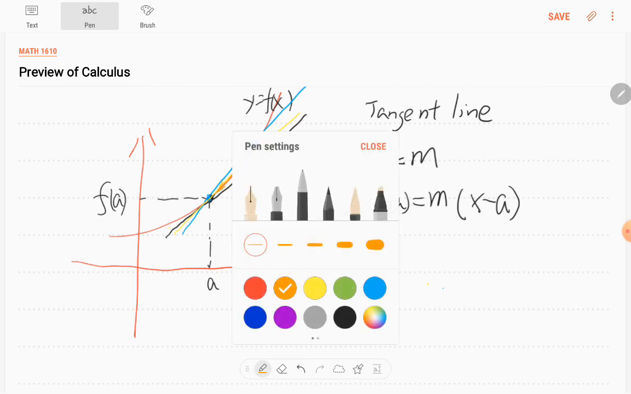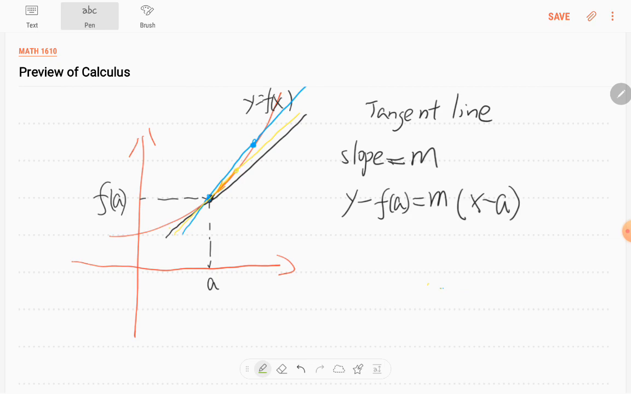We use another color. Moving along the curve in this direction, you can imagine the second line, which is the blue line or the yellow line, will approach our black line, right? So this is the idea to find the slope of this black tangent line. So we use a limit, which is called the limit, to discuss this problem. So this is the first problem.